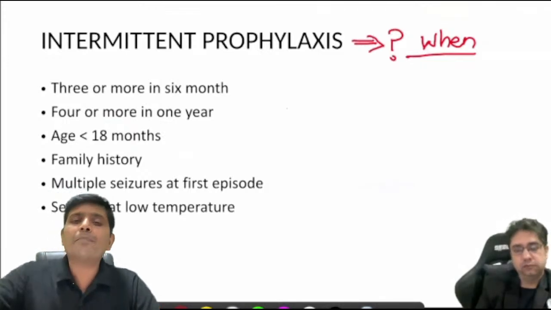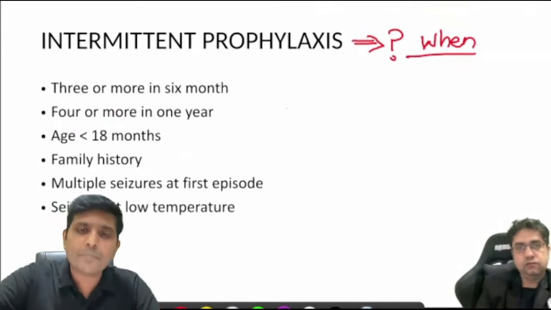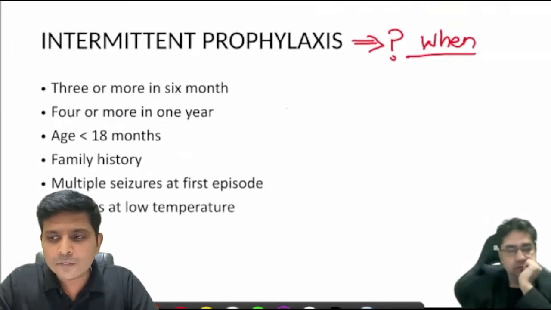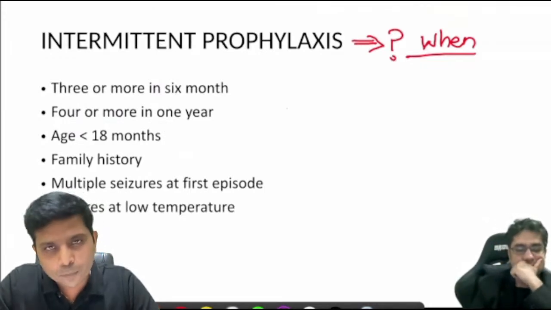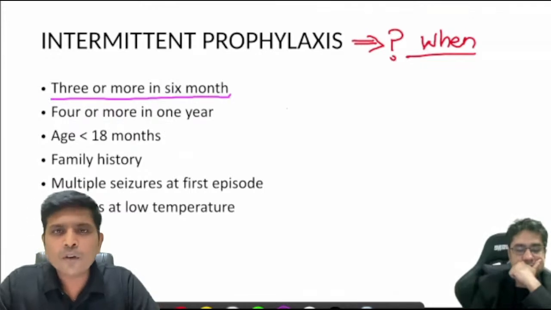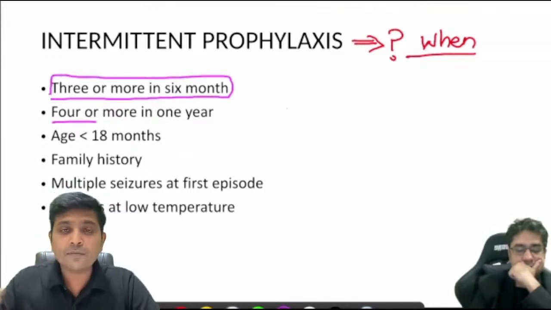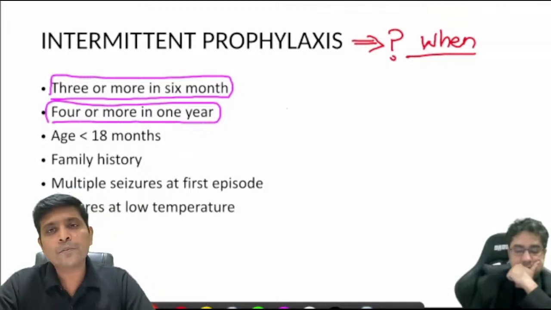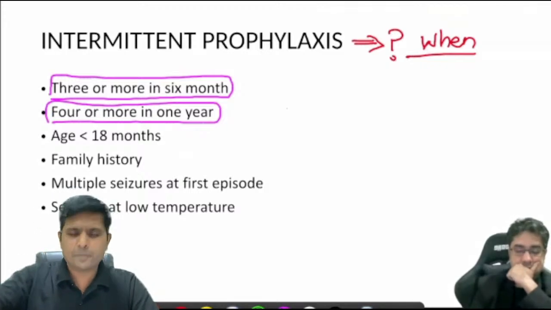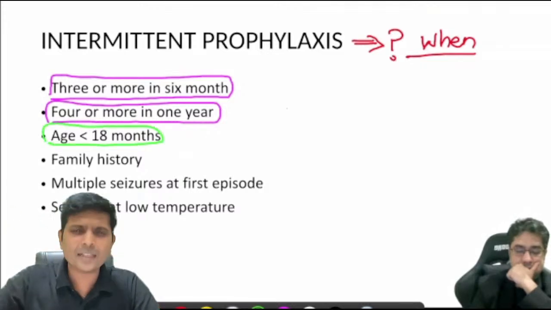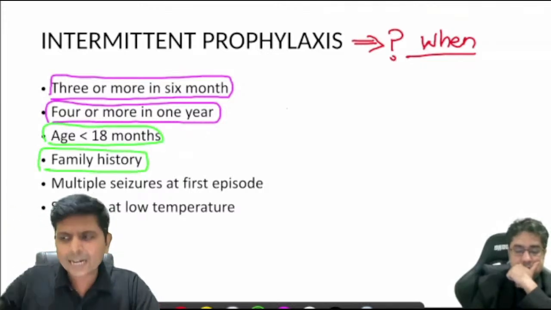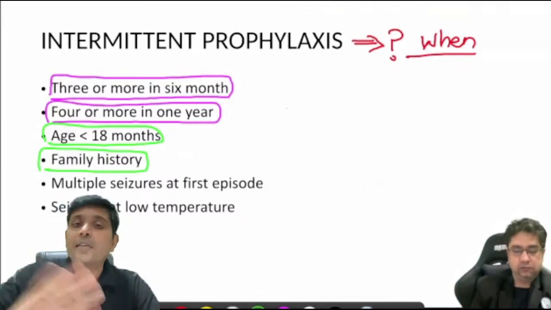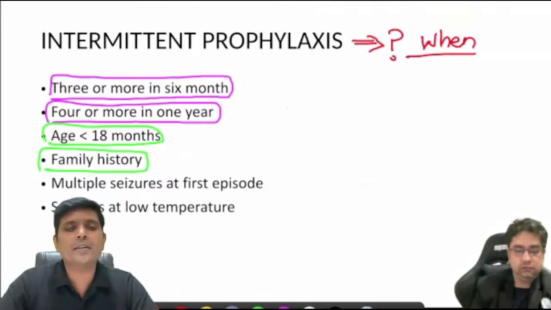Yes, drugs can be tried. I repeat, drugs can be tried, not should be tried. Drugs can be tried if there are 3 or more episodes within 6 months, or 4 or more episodes within 1 year. And if the child is young enough, first episode less than 18 months, family history of febrile seizure. Majority of them will say, sir, my father had, my mother had, I had, that's why my child is having. I repeat, family history of febrile seizure, not seizure disorder.